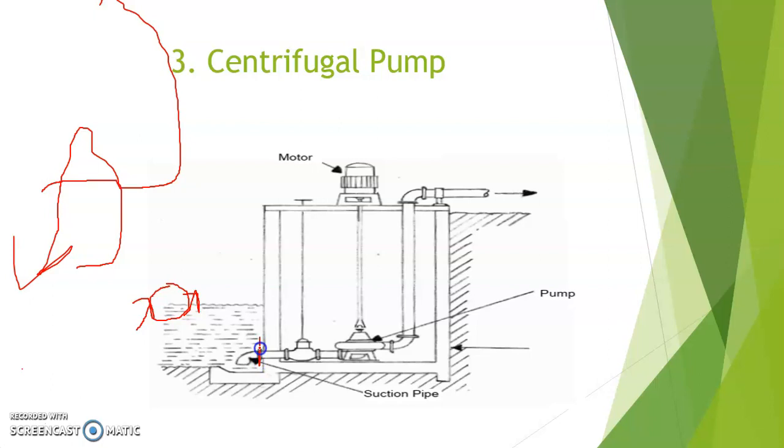For example, this is a foot valve. What is the purpose of this foot valve? Foot valve ensures two purposes. One purpose is due to a sudden loss of power. If power goes down, there is no power supply, then the entire water in the pump and even in the delivery pipe will come down to the sump. So this does not allow backflow of water.